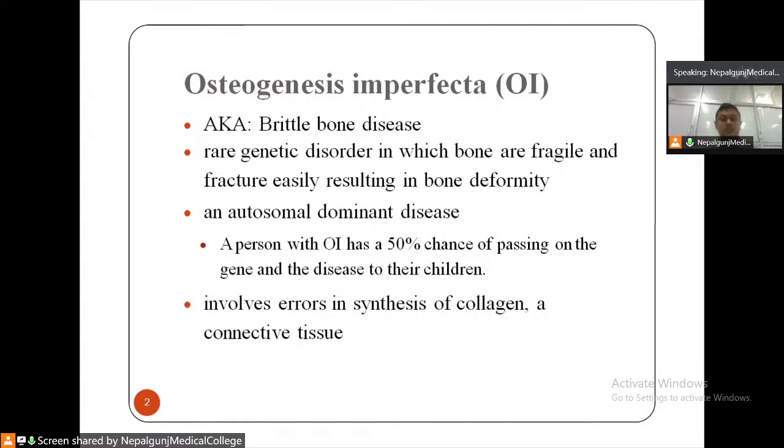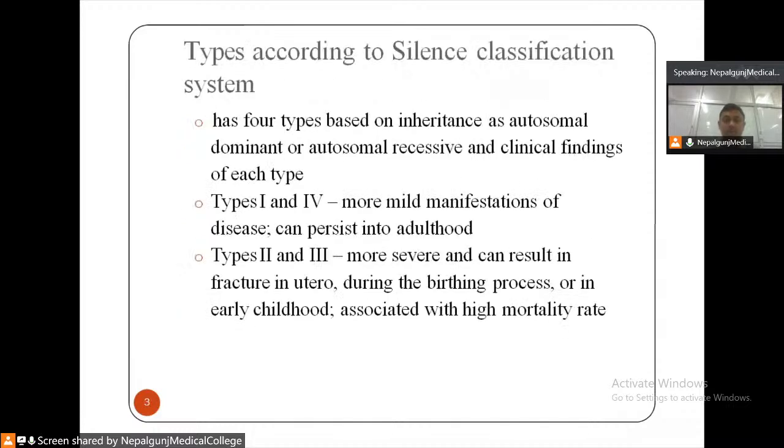It's a rare genetic disorder in which the bones are fragile and fractures occur easily, resulting in bone deformity. It's usually an autosomal dominant disease. A person with OI has a 50% chance of passing the gene and the disease to their children. The main biochemical problem is errors in the synthesis of collagen, which is a connective tissue problem.